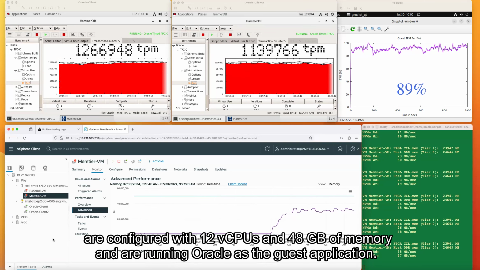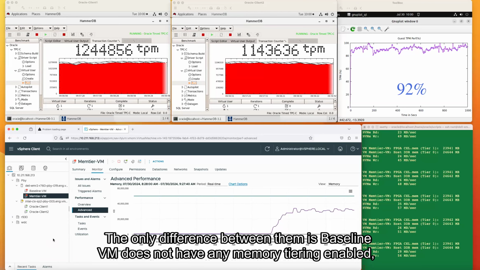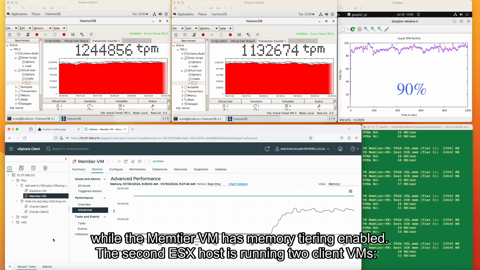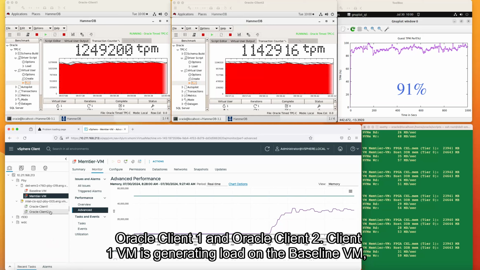Both VMs are configured with 12 vCPUs and 48 gigabytes of memory and are running Oracle as a guest application. The only difference between them is the baseline VM does not have any memory tiering enabled, while the memtier VM has memory tiering enabled. The second ESX host is running two client VMs, Oracle Client 1 and Oracle Client 2.